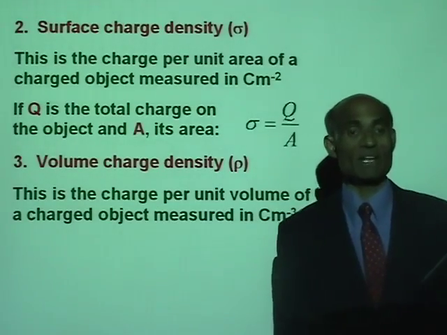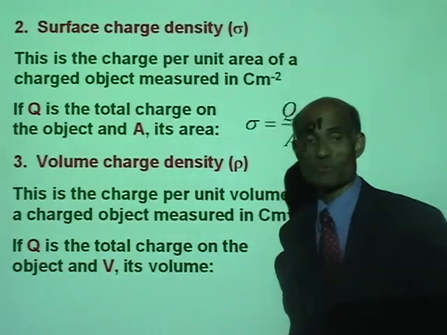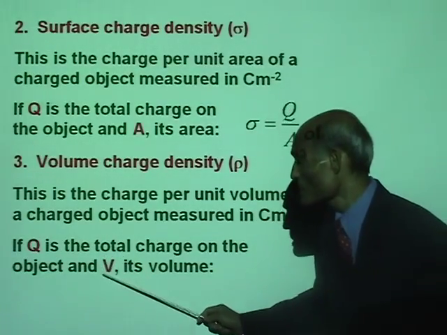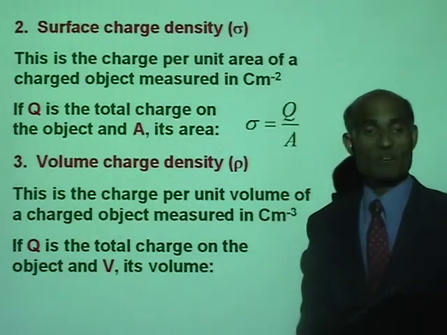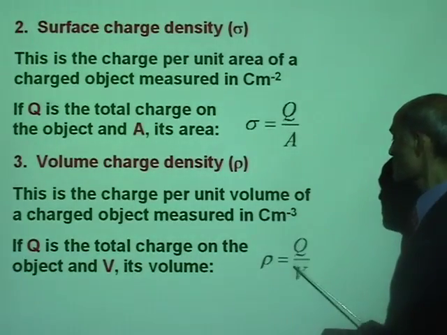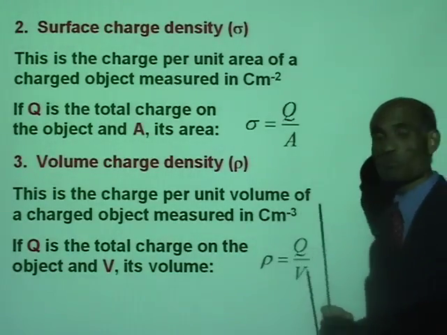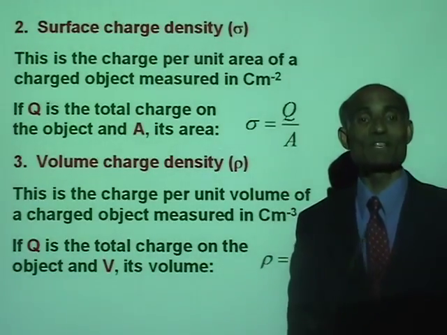Now, how will you calculate rho? If a certain amount of charge Q is distributed within a volume V, then rho equal to Q over V. The amount of charge per unit volume is rho.